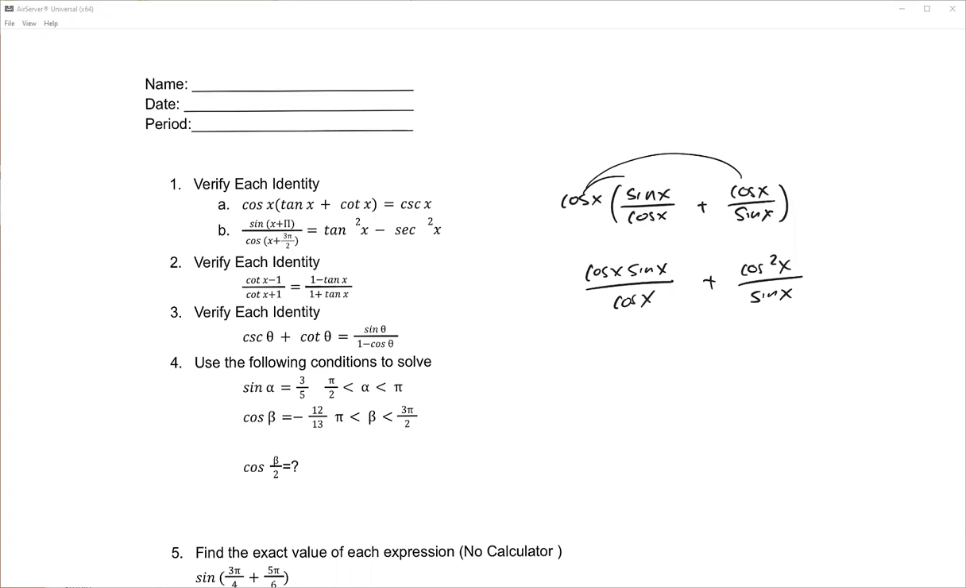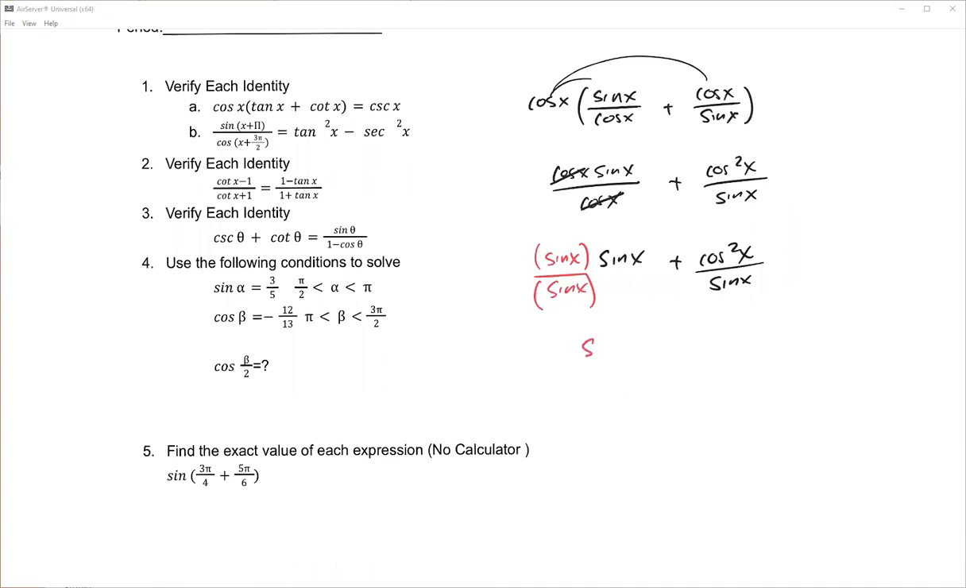From this, you could cancel out the cosine x's here. You get sine x plus cosine squared x over sine x. And then you get a common denominator here, so you get a sine x over sine x. So that's going to be sine squared x plus cosine squared x all over sine x.